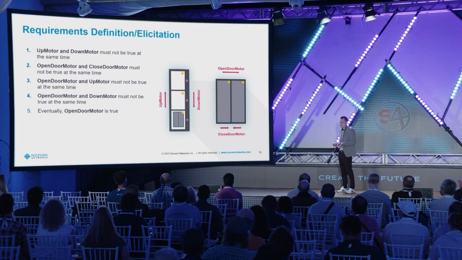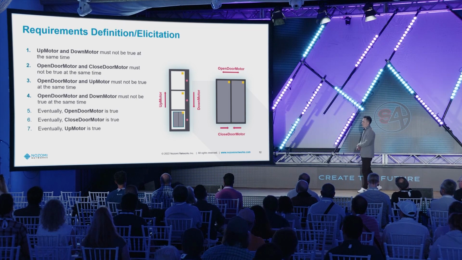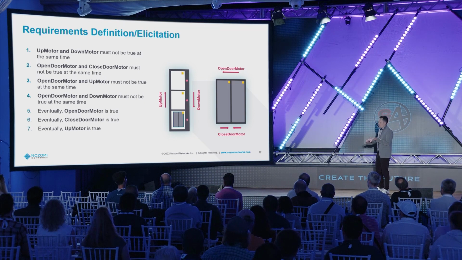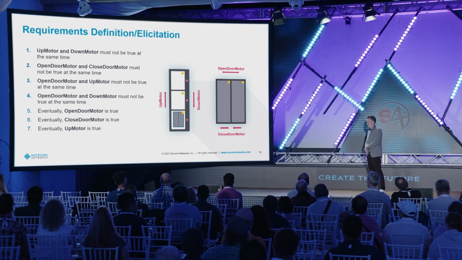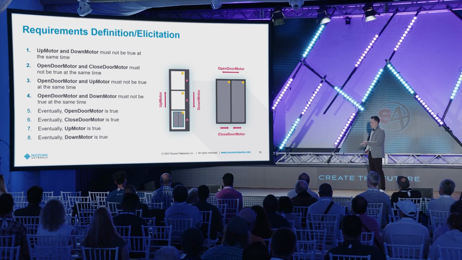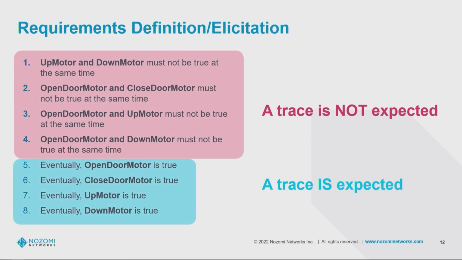We can also define some requirements that say the elevator must be doing something. So we can, for instance, say that eventually the door must be opening, that eventually the door must be closing, that at some point it is possible to start the motor in the up direction and in the down direction. So we have defined 2 kinds of requirements.